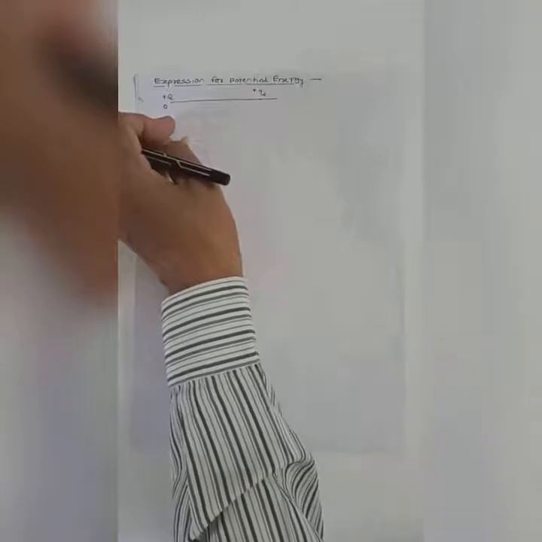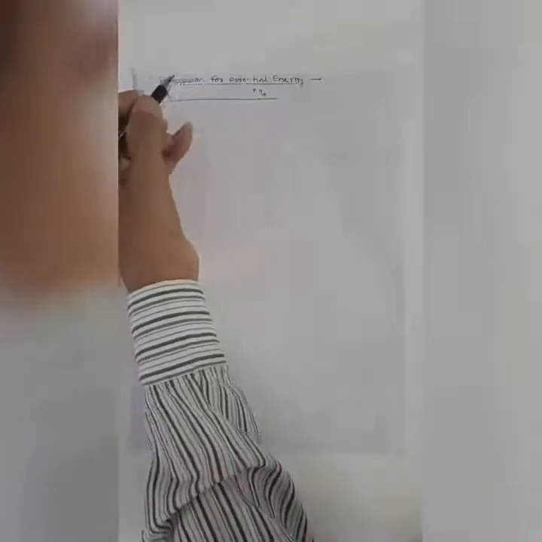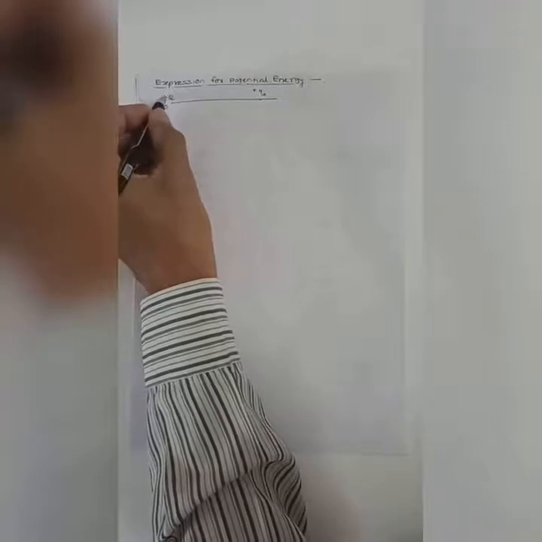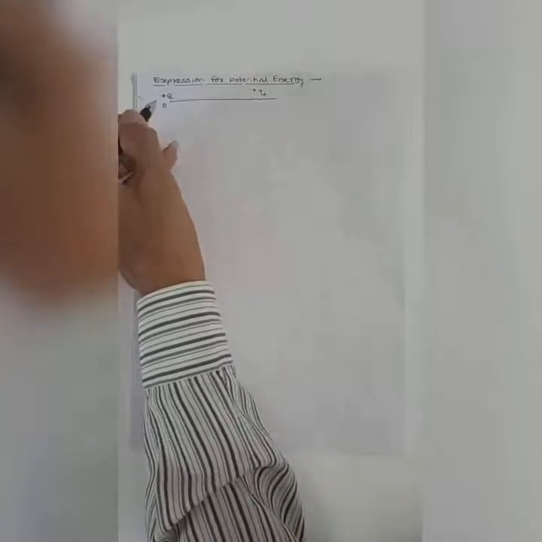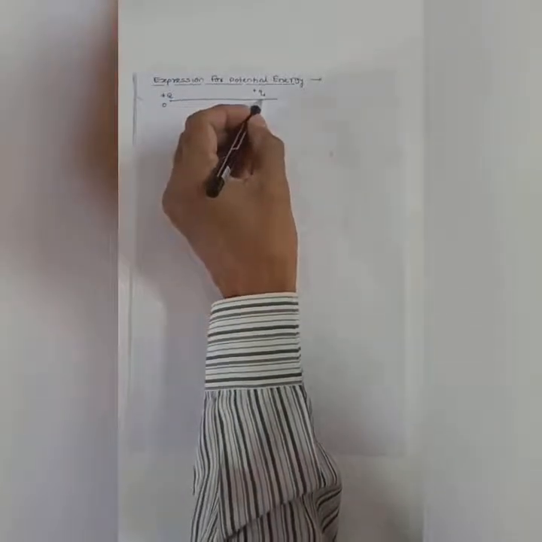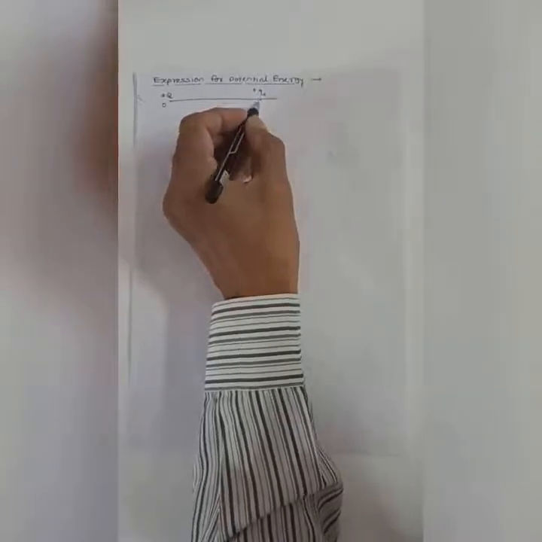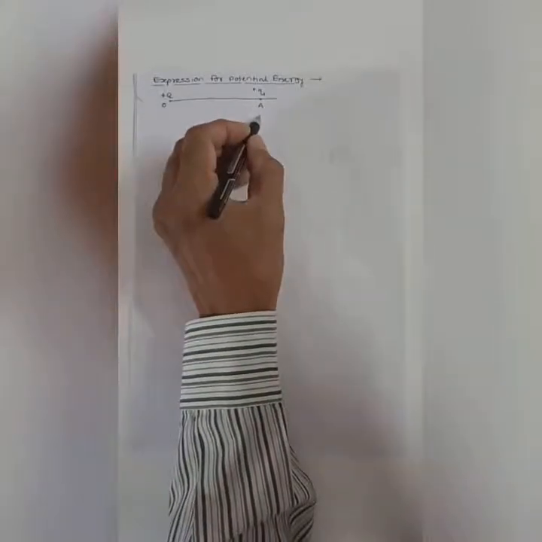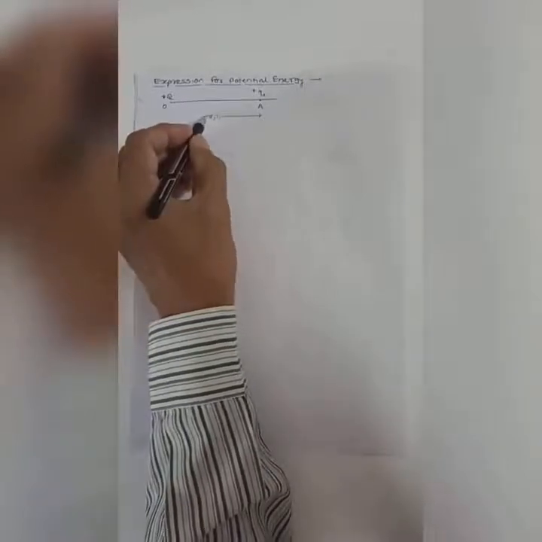Now, the next article is the expression for potential energy. Suppose Q is the source of charge situated at point O, and Q0 is the very small charge situated at point A. Suppose the distance between the point O and A is R1.